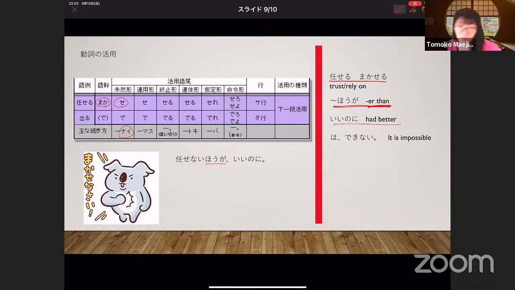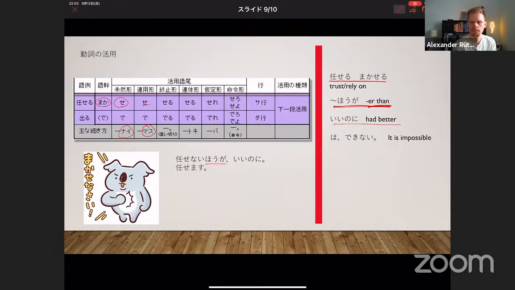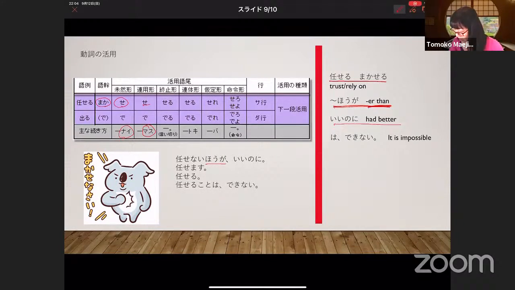But you are going to trust him. How would you say it? Makasemasu. That means I leave it to you, or that's your choice. It's up to you, by all means. Okay, makasemasu. Terminal form? Makaseru.